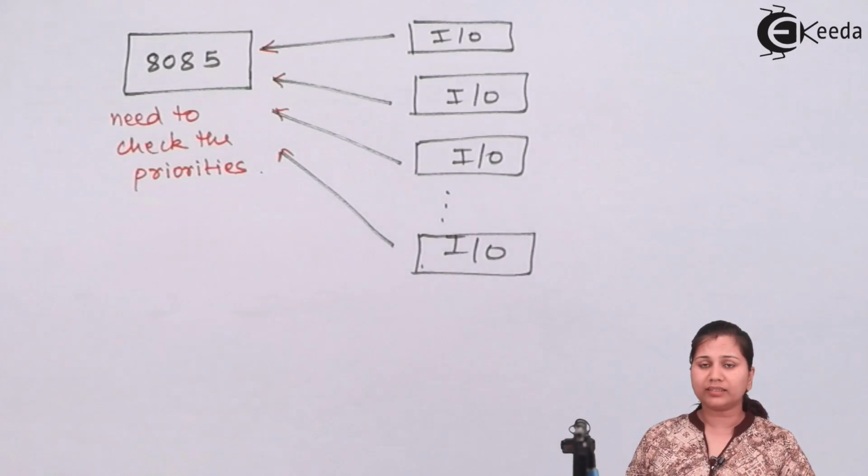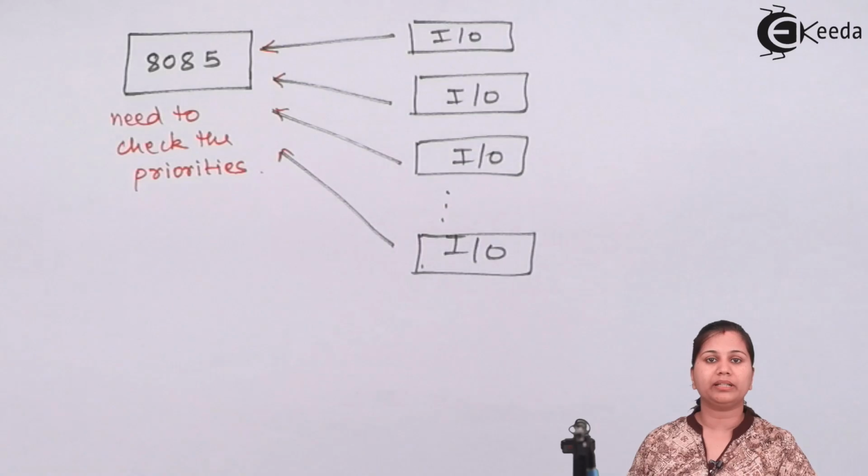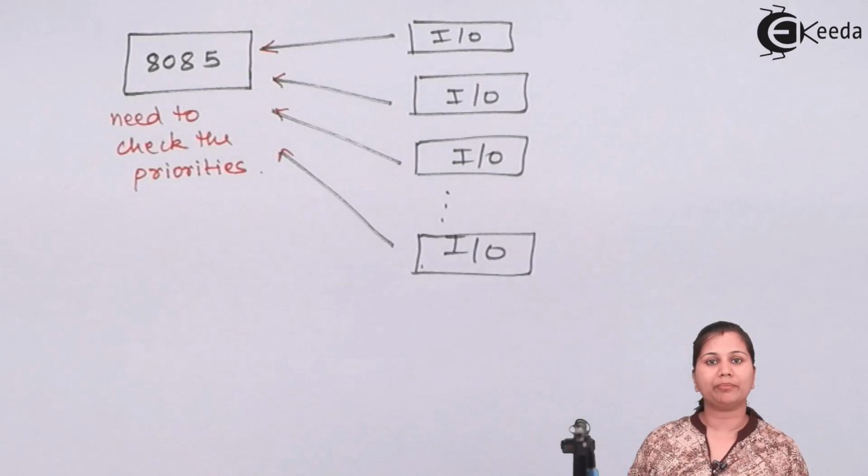So rather than becoming busy in this task of checking the priorities and communicating with these input output devices, it uses a device which is known as the 8259 Programmable Interrupt Controller, which controls all the interrupt operations of the microprocessor. So that is why the need of an external device arises, and this need is fulfilled by developing a controller, the Programmable Interrupt Controller 8259.